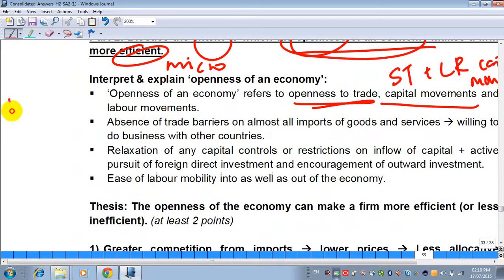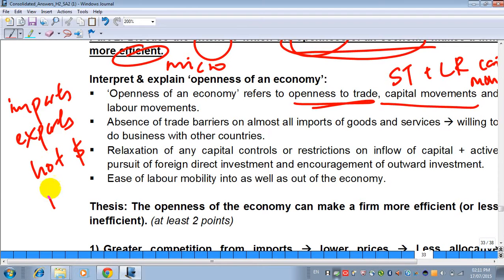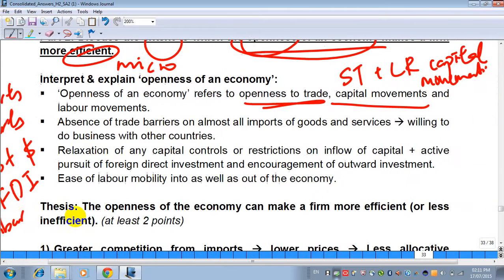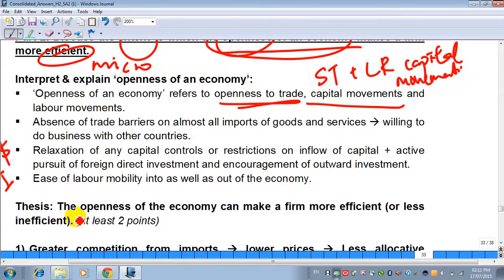When we think about trade, we'll think about imports, we'll think about exports. Most of you just talked about imports, but you can think about exports as well. With openness to trade, the firm will be exporting more. And how is that going to affect its efficiency? Think about it one by one, okay? Now, you can also think about hot money, you can think about FDI, and you can think about the labor movements. That means the inflow or outflow of labor, right? Due to migration and all that. Okay, so my thesis is that the openness can make a firm more efficient.